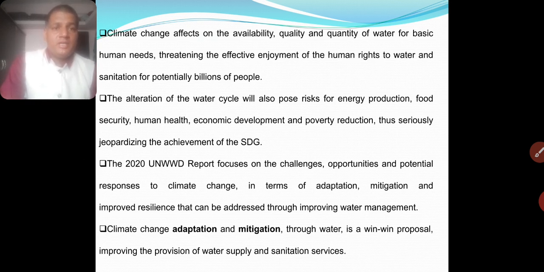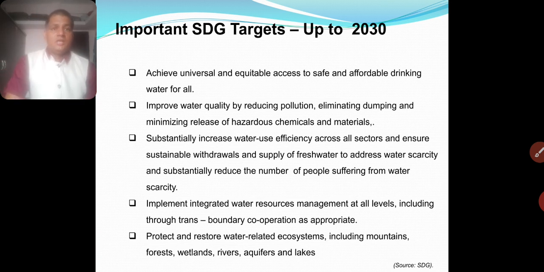The 2020 United Nations World Water Report focuses on challenges, opportunities and potential responses to climate change in terms of adaptation, mitigation and improved resilience that can be addressed through improving water management. This is a very important report which is related to climate change and the adaptation and mitigation of water resources. What are the targets in 2030? So these are the list of the targets.